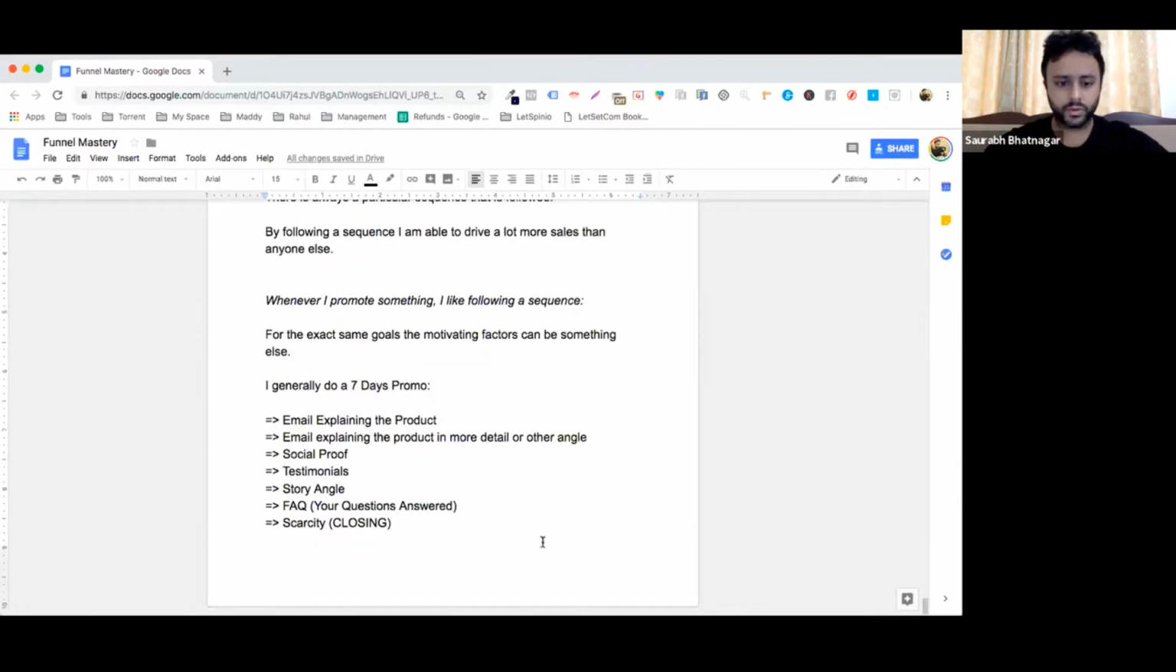So we were talking about the FAQs. FAQs go on the second last day, then comes the story angle, and then the testimonials on the third or fourth day, because this really adds value. For me, all of these emails are fully battle tested. I cannot explain the importance of each of these emails enough.